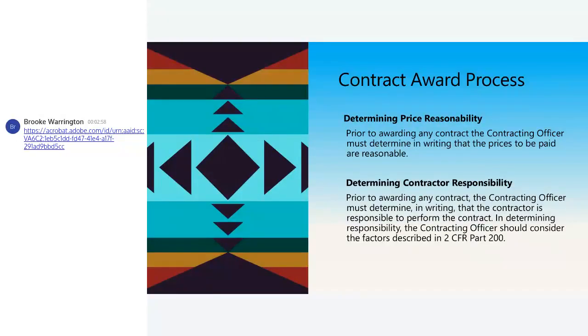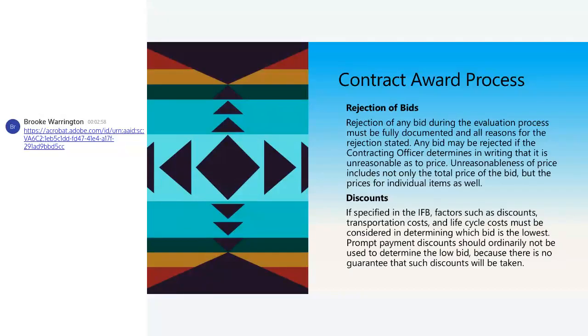Determining price reasonableness. Prior to the award of any contract, your contracting officer has to determine in writing that the prices to be paid are reasonable. Prior to awarding any contract, the contracting officer has to determine in writing that that contractor is responsible to perform that contract. In determining that responsibility, your contracting officer should consider all of the factors described at 2 CFR Part 200.